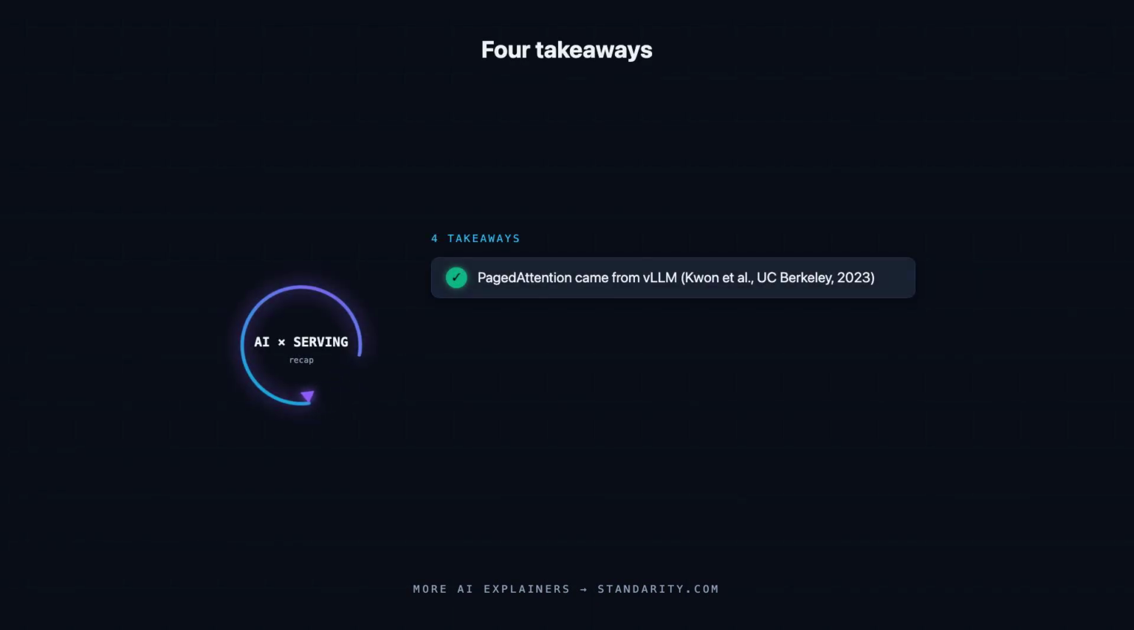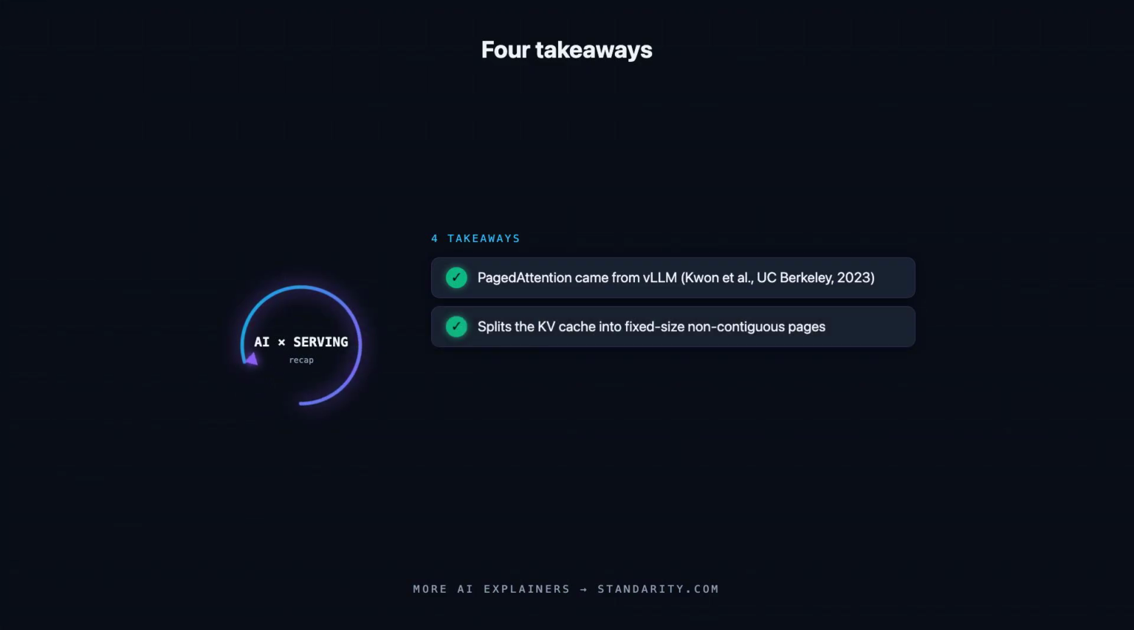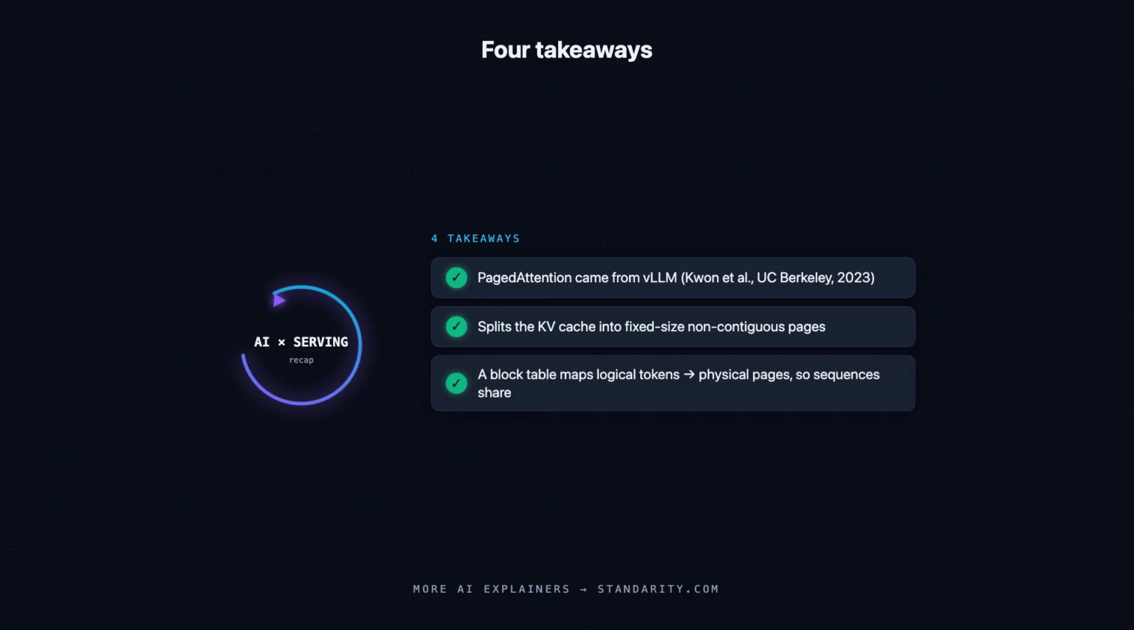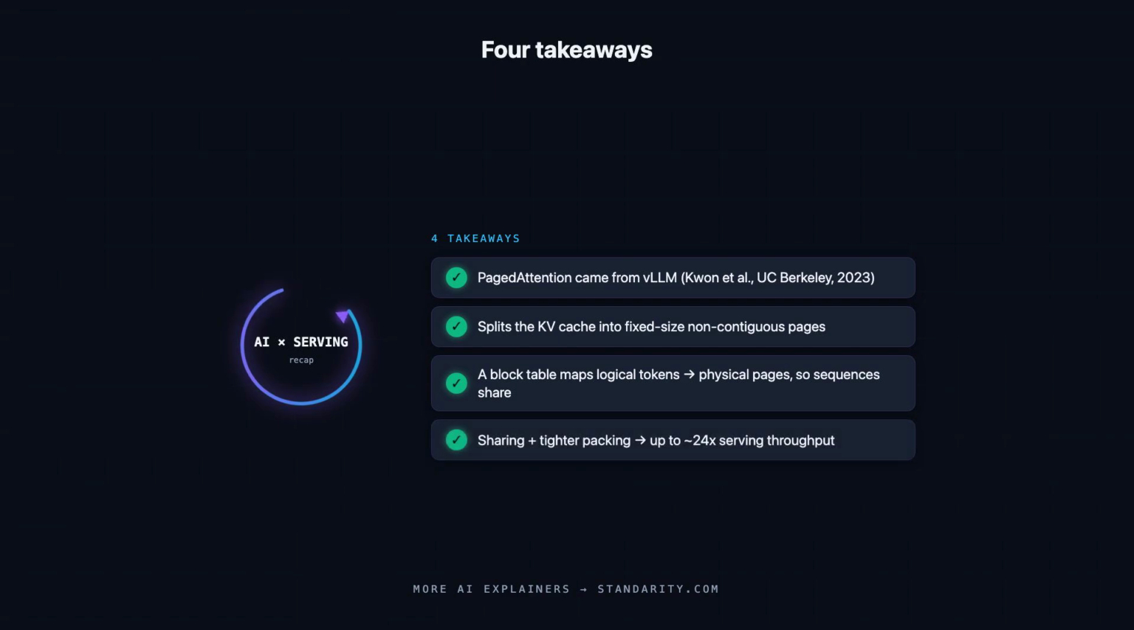All right, let's carry away the essentials. PagedAttention came out of vLLM from Kwon and colleagues at UC Berkeley in 2023. It splits the KV cache into small, fixed-size pages stored non-contiguously, borrowing the operating system's virtual memory trick. A block table maps logical tokens to physical pages, which nearly eliminates fragmentation and lets sequences share pages. Sharing and tighter packing pushed serving throughput up to roughly 24 times prior systems.